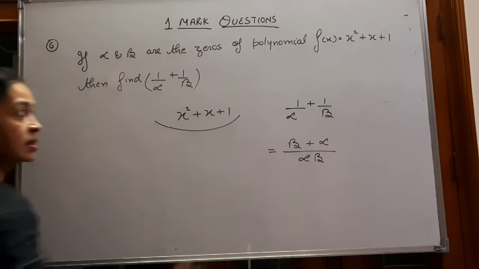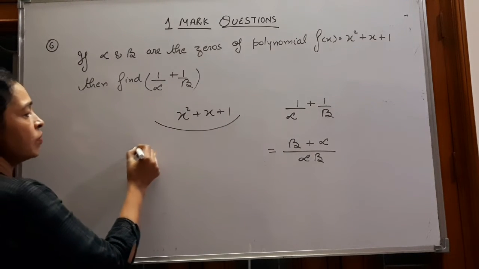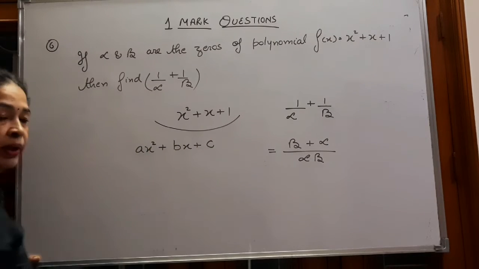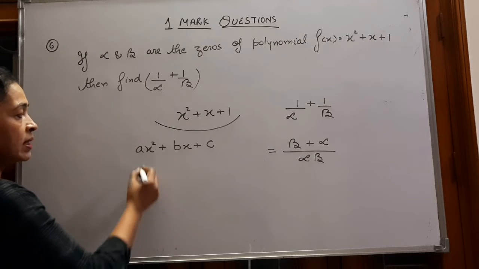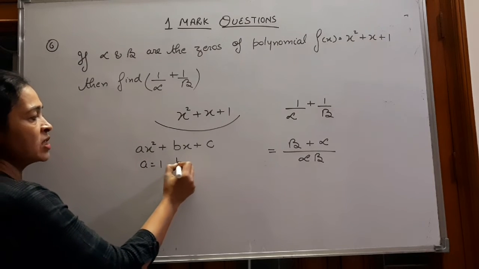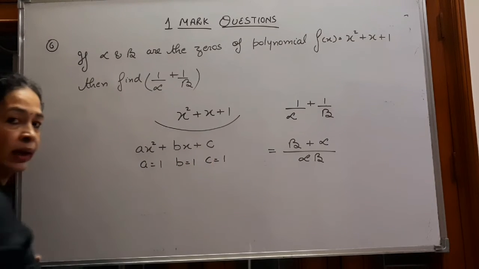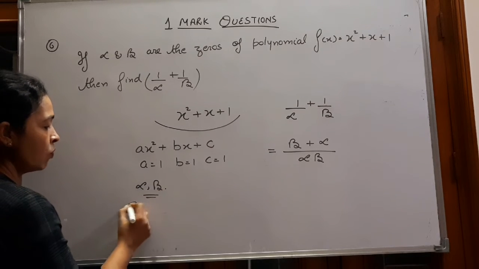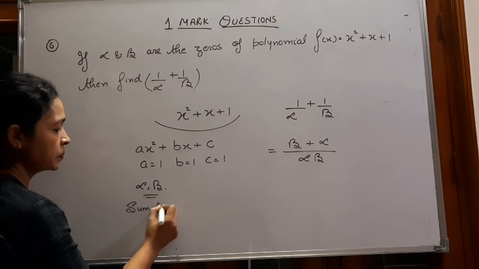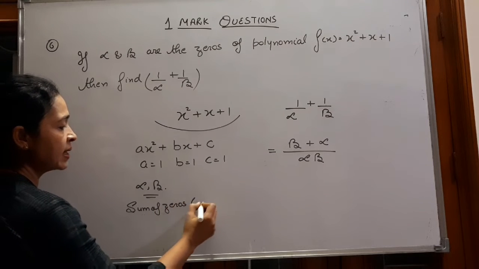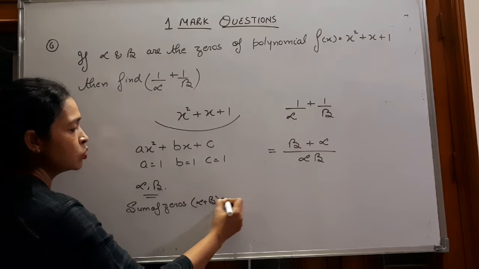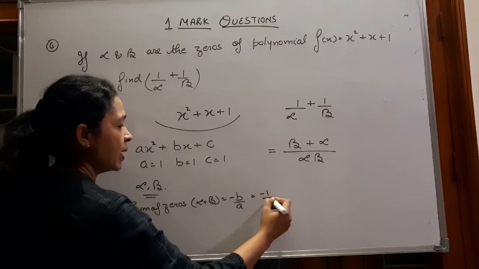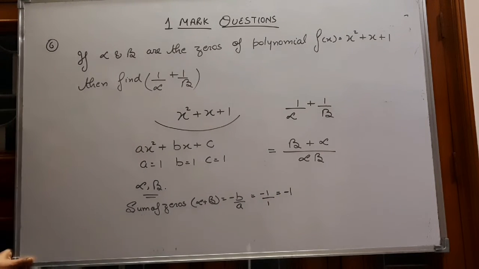Now, bachche, this is our polynomial. The general form of a quadratic polynomial is ax square plus bx plus c. In this case, what is a? a is 1, what is b? 1, and what is c? 1. We have two zeros, alpha and beta. What is the sum of zeros? Sum of zeros, that is alpha plus beta, equals minus b upon a, which is minus 1 by 1, that is minus 1.